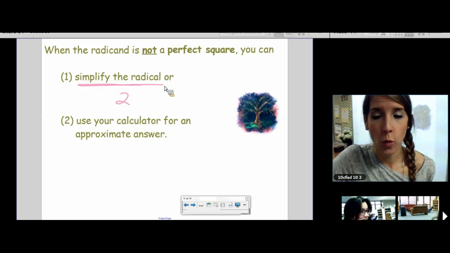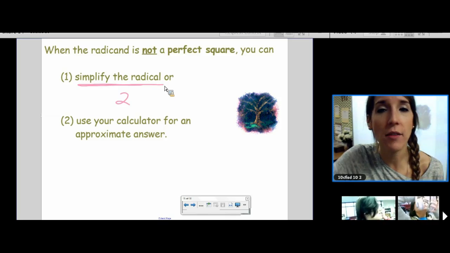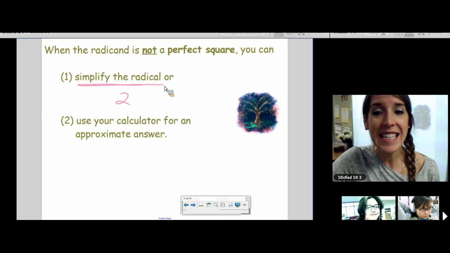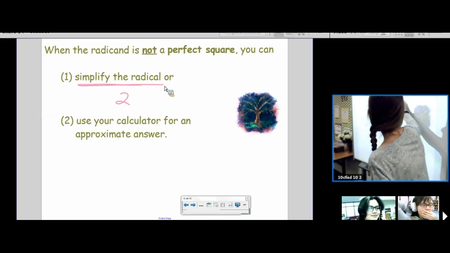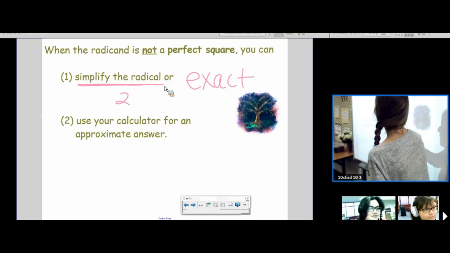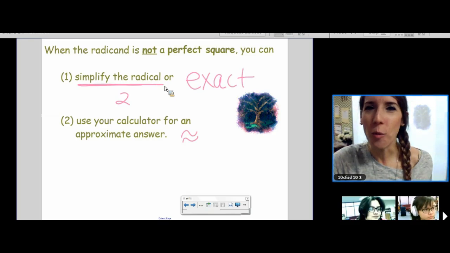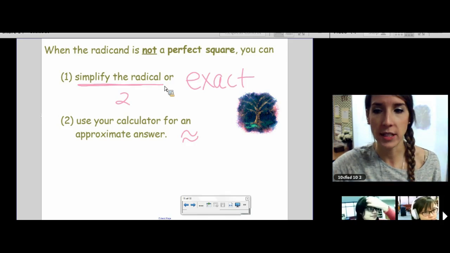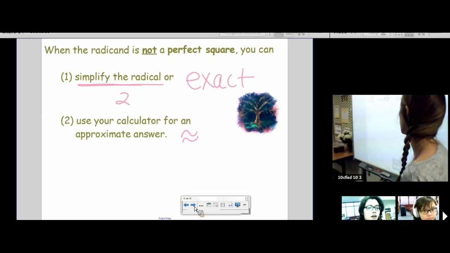Or we can use our calculator and we can get a decimal answer. Listen to me now. We never do step 2, option 2, unless the problem gives us permission to. The default is always to have an exact answer. This one will get you an exact answer. This one gets you an approximate answer. We don't like not being perfect. We like being perfect. So we're going to do option number 1 always, unless the problem gives us permission to use a calculator and approximate our answer. All right.